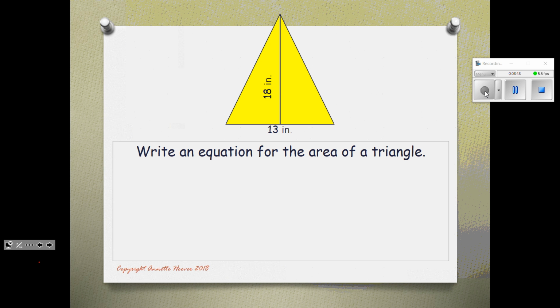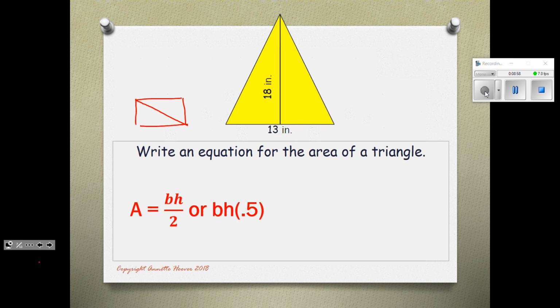Now, if you were to look at a triangle, we have an equation that we use for a triangle. If you have a rectangle or a square and you were to cut it into 2 parts, you would form 2 triangles. Same thing with a square. So if we know that the area for a rectangle or a square is base times height, we can take that same equation and divide it by 2 because a triangle is half of a rectangle.